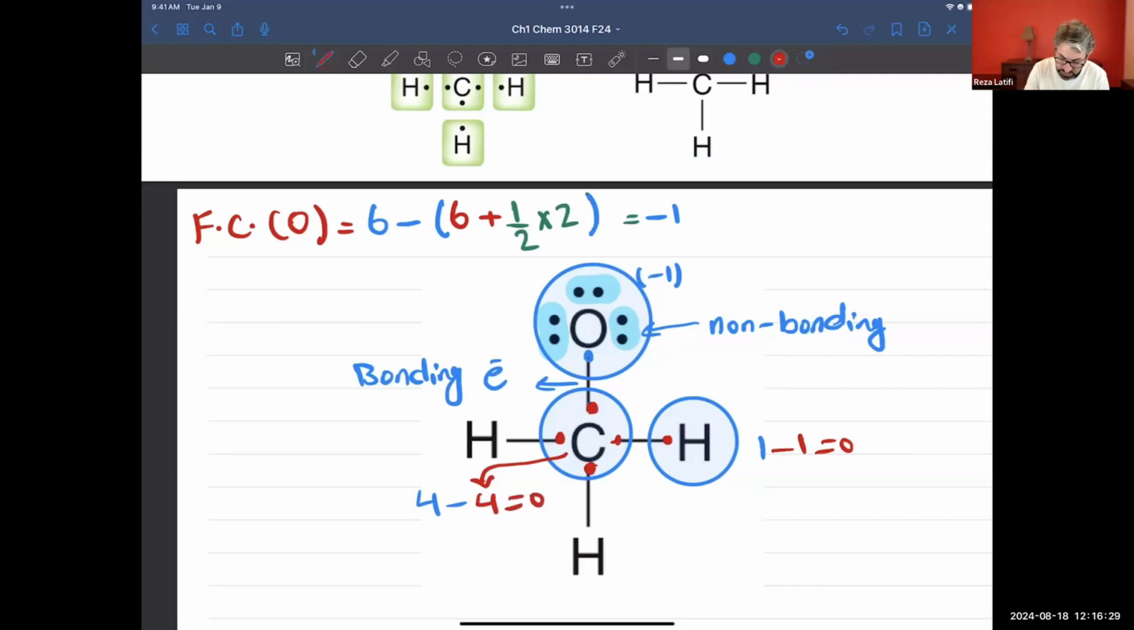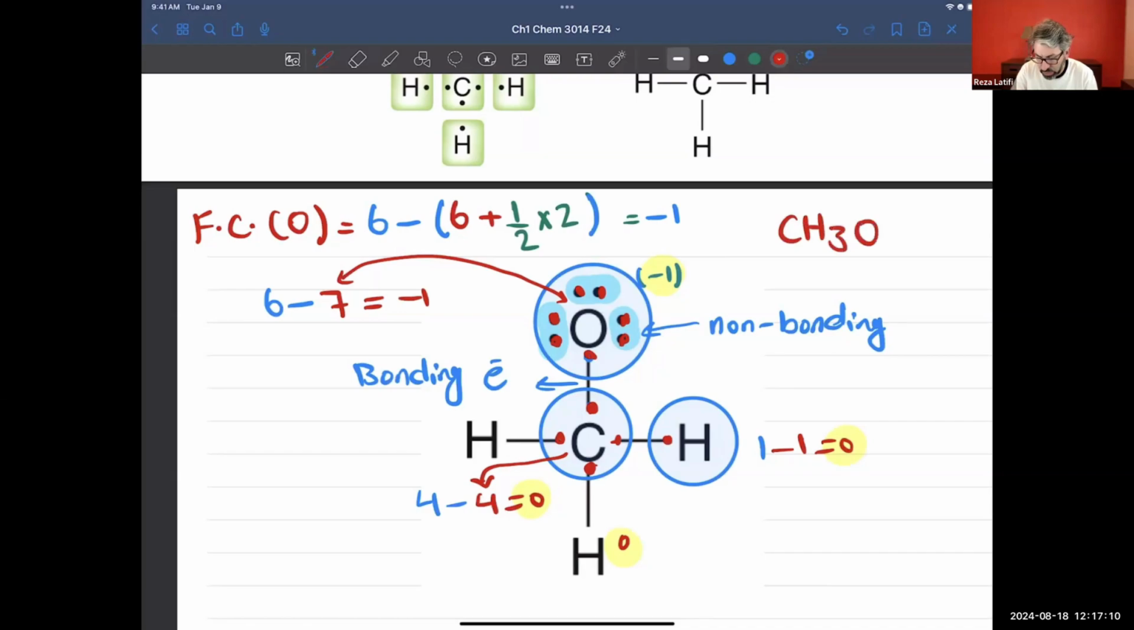Let's repeat this for oxygen. Okay, for oxygen, oxygen is a group 6 minus how many electrons inside the circle do you see? I see 7 of them. So it will be minus 1. Again, where did I get the 7? I got it from the electrons that I see inside the circle. Starting from here, 1, 2, 3, 4, 5, 6, 7 of them. Okay, I see 7 electrons there. And if you add all the formal charges, minus 1, 0, this one also 0, 0, you get minus 1, which is the charge of CH3O minus. Okay, cool.